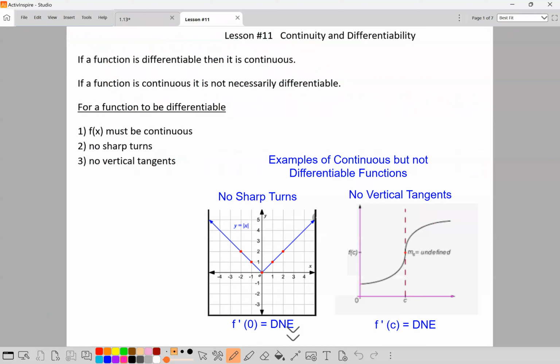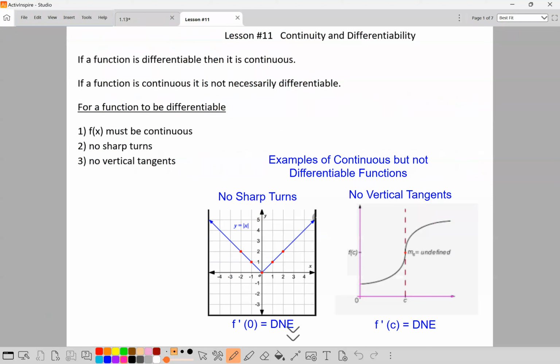Okay, so this is lesson 11, continuity and differentiability. And just a couple things to review. Back when we learned about differentiable functions and them needing to be continuous at specific points. So remember that if a function is differentiable, then it is continuous. And if a function is continuous, it's not necessarily differentiable. So on the bottom here, you can see some examples of functions that are not differentiable.